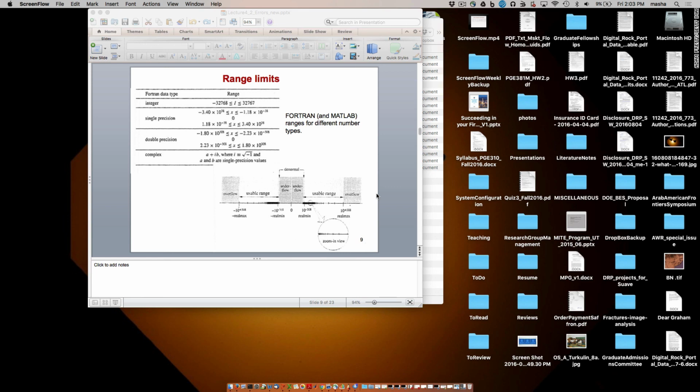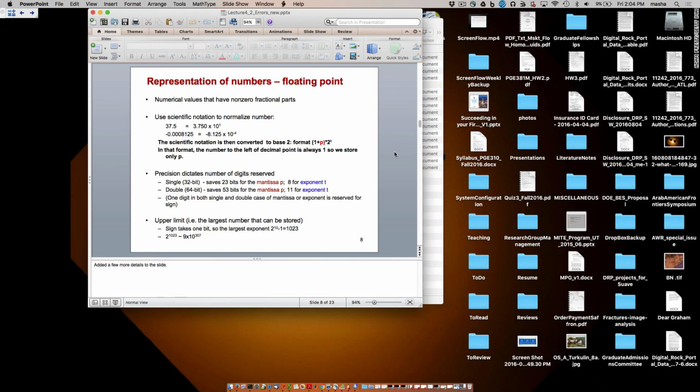All right, so just a quick review. So we started last time. We are working on errors that you cannot avoid, and those are related in part to how we store numbers on computers. So we went through integers, and last time we were talking about floating point numbers.